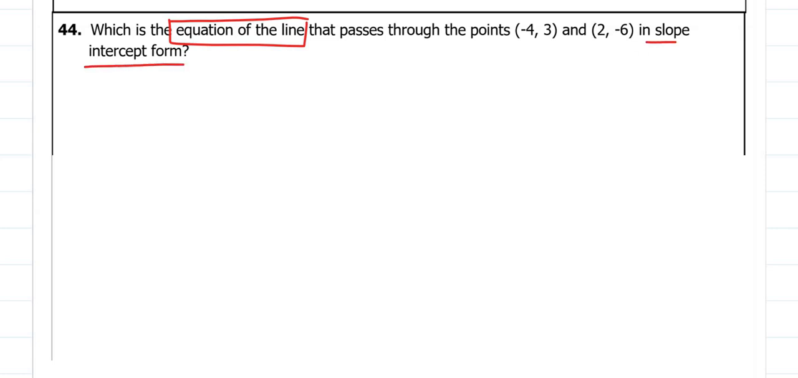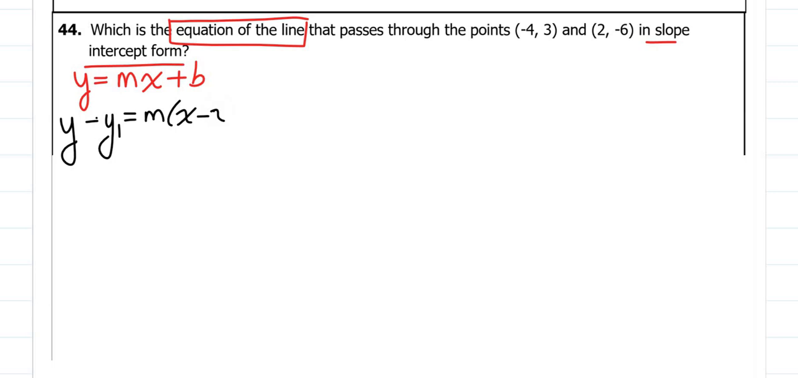Okay, so before I can get into y equals mx plus b form, remember that we're going to use point slope form, y minus y1 equals m times x minus x1. So we're going to use this in order to figure out slope-intercept form. Now, step 1.